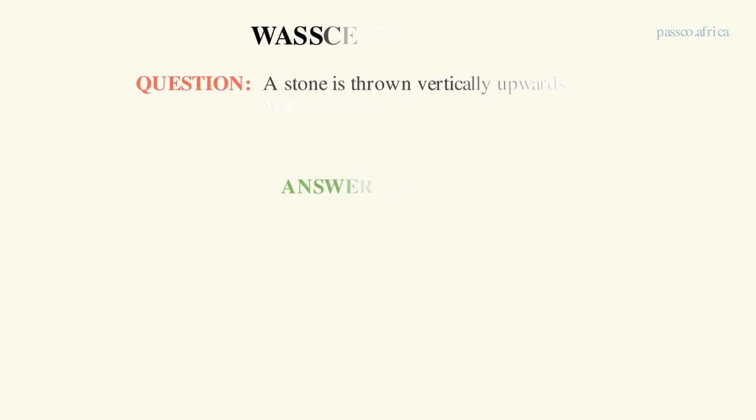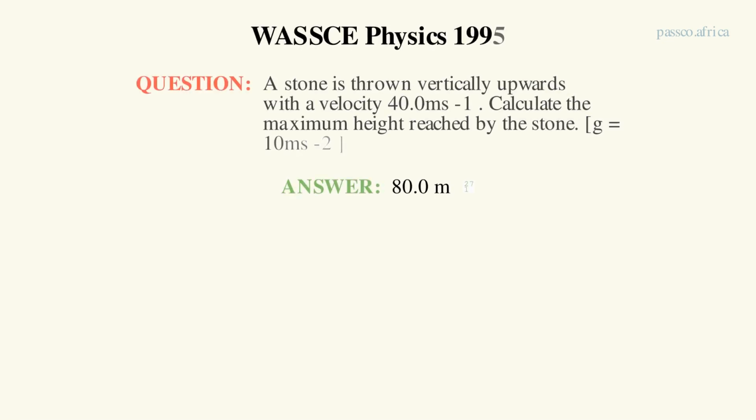Welcome to Passco Africa. Here is the question. A stone is thrown vertically upwards with a velocity of 40.0 m/s. Calculate the maximum height reached by the stone. Now, try it yourself.